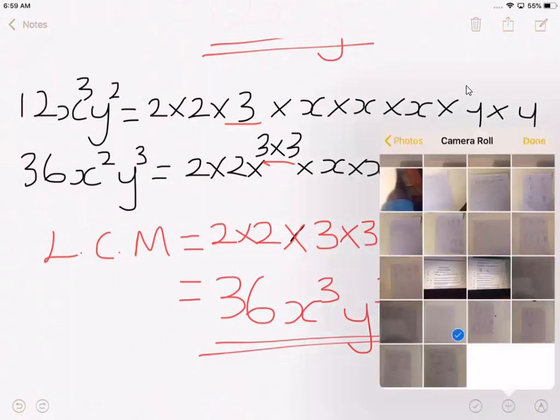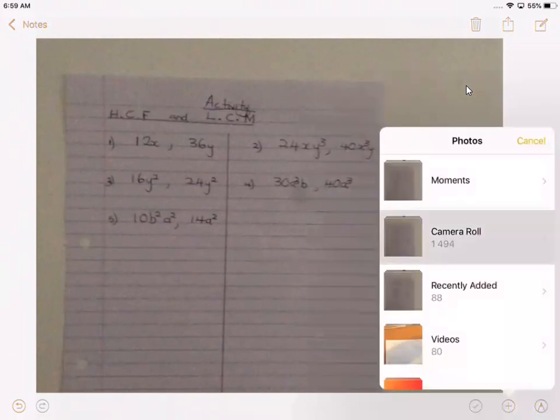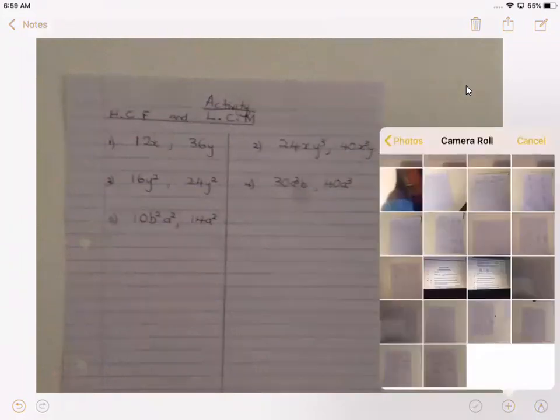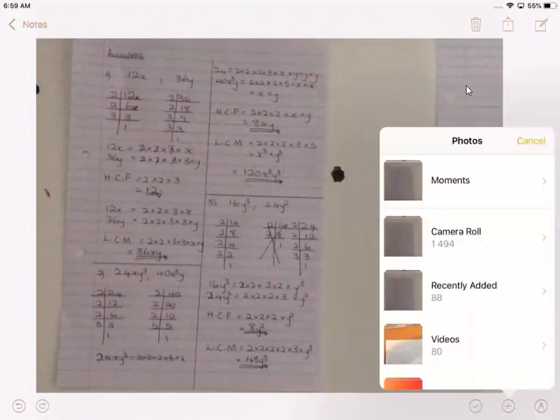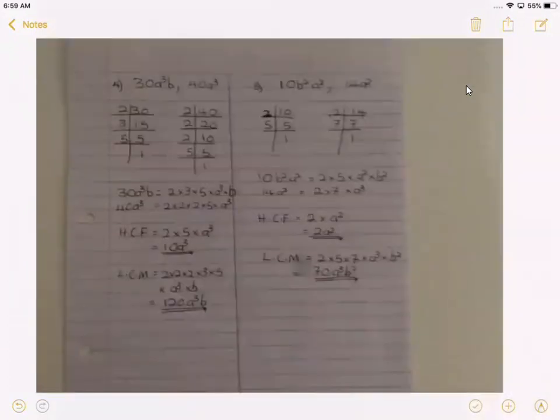Now, your homework. You pause the video, you do the work. After you're done with the work, there are your answers. Then you mark number 1, number 2, and number 3. We need number 4 and number 5. There is number 4 and number 5.